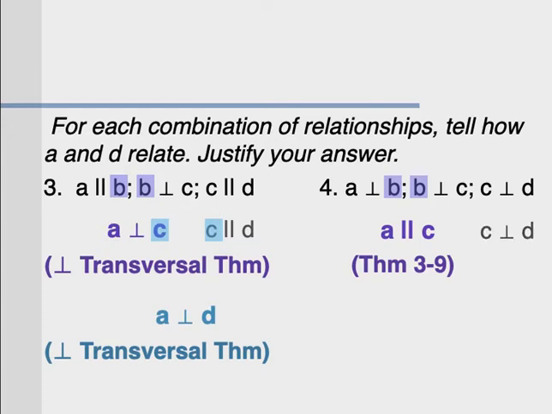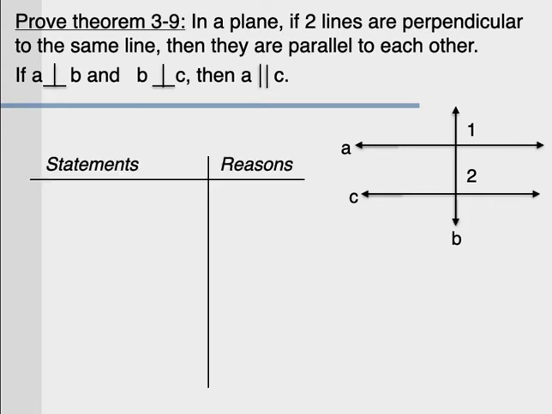You may find it helpful to bring down the one fact you haven't used yet and highlight the repeats. And you can use perpendicular transversal theorem again to say A is perpendicular to D. So that's going to be one of the techniques you use the most on the proofs you write today. Go ahead and make your statements and reasons T-chart for your proof.